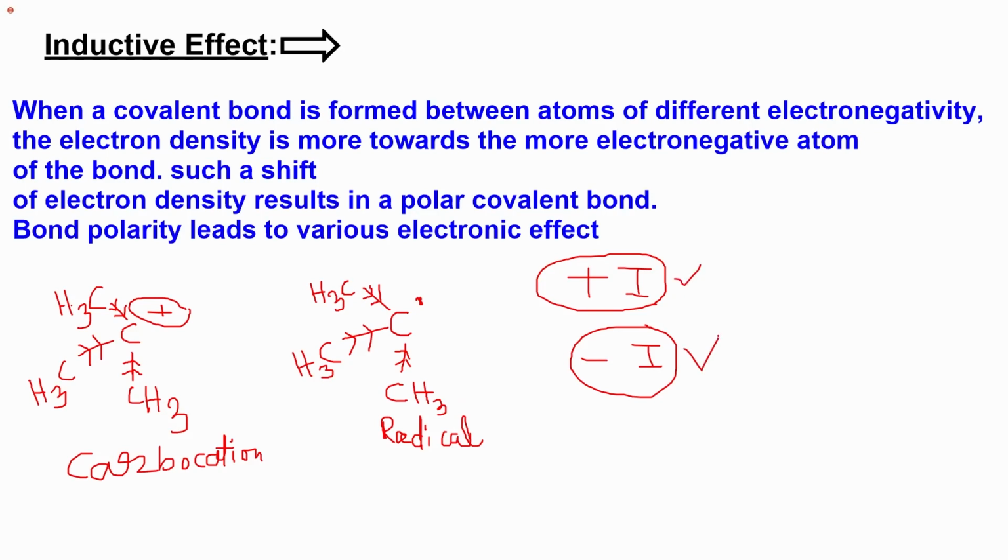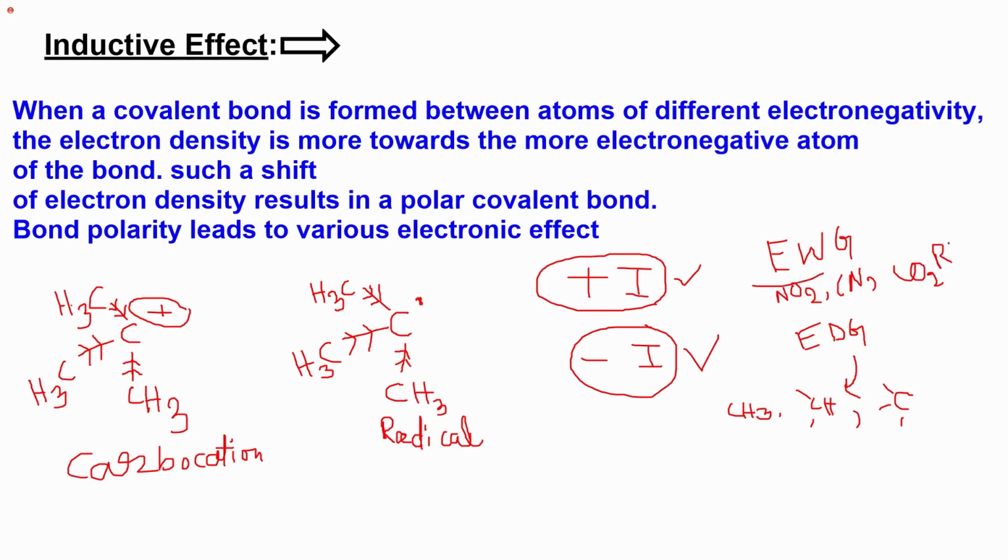So what is the plus I inductive effect and what is the minus I inductive effect? What kind of group will show the plus I effect, and what kind will show the minus I effect? Electron donating groups are like CH3, isopropyl, CH(CH3)2, and CMe3. Electron withdrawing groups are like NO2, CN, and CO2R. This is the electron donating group, and this is the electron withdrawing group.